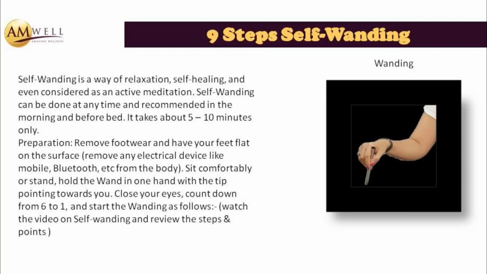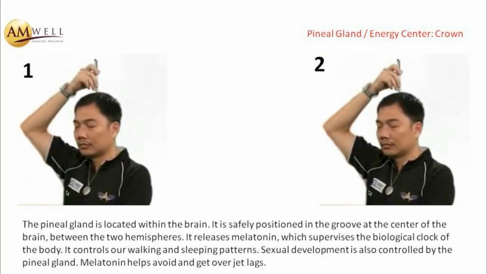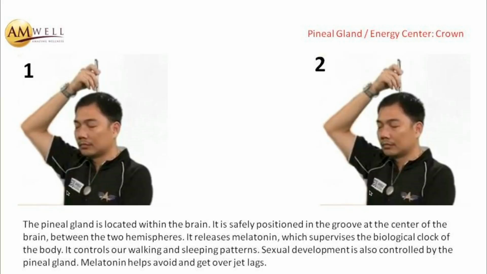Okay, the first point is called the provocation. So you take the wand, touch the top of your head, which is the crown area. We call it the crown area. Touch with your tip on the top of the head and slightly tap. Okay, slightly tap. You should feel that little bit of feeling when the tap happens.